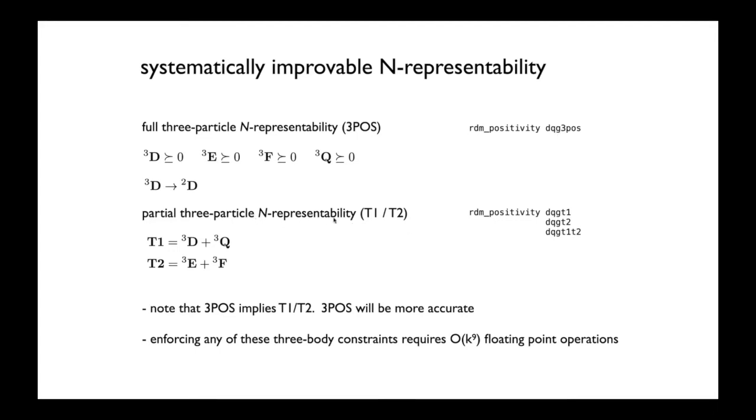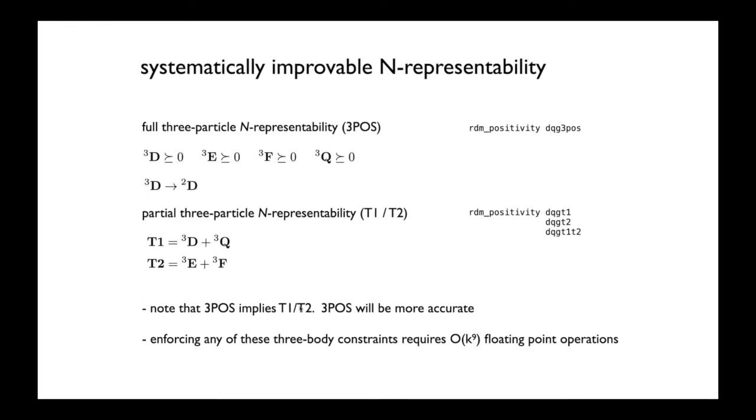Partial 3 particle N-representability takes advantage of the fact that the sum of any 2 positive semi-definite matrices should be another positive semi-definite matrix. So I can define a T1 matrix that's the sum of D3 and Q3, and a T2 matrix that's the sum of E3 and F3, and both of these should be positive semi-definite. These conditions are implied by 3-pos. The nice thing about the T1 and T2 is the right-hand sides here don't actually depend on the 3-RDM, so I don't have to worry about enforcing this type of a mapping.